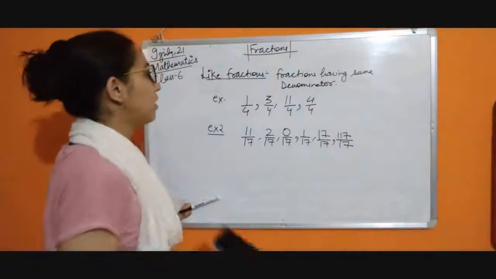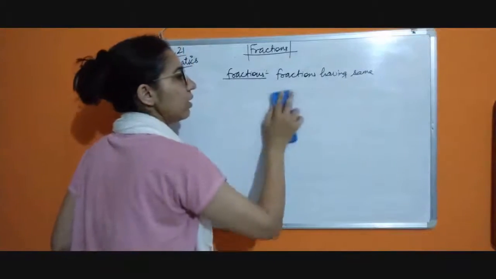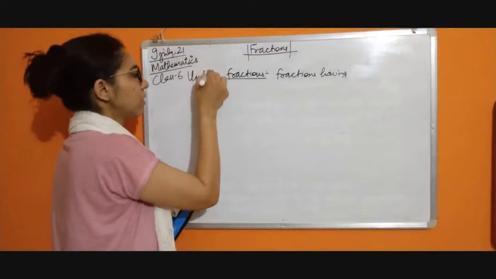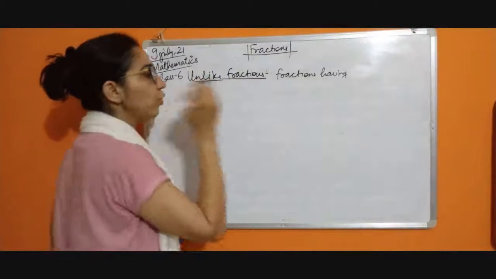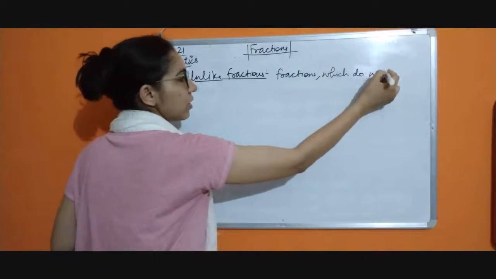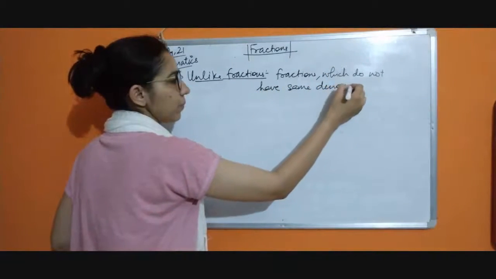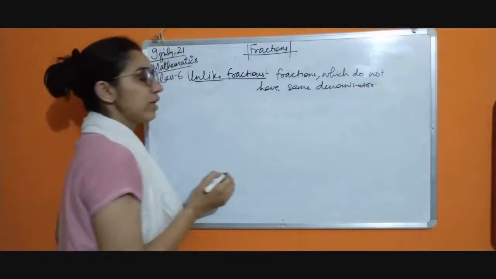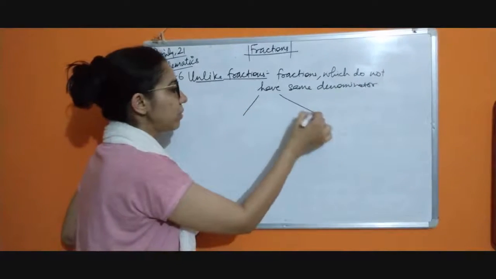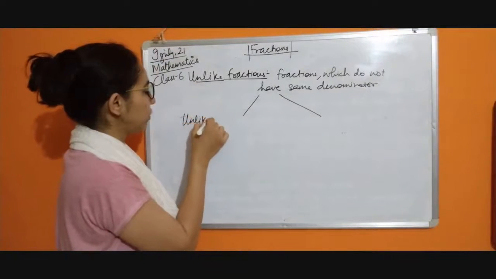Next is going to be unlike fractions. Unlike fractions are those fractions which do not have the same denominator. They are going to be called unlike fractions. Now the unlike fractions can be divided into two parts. The first one can be the unlike fractions having the same numerator.